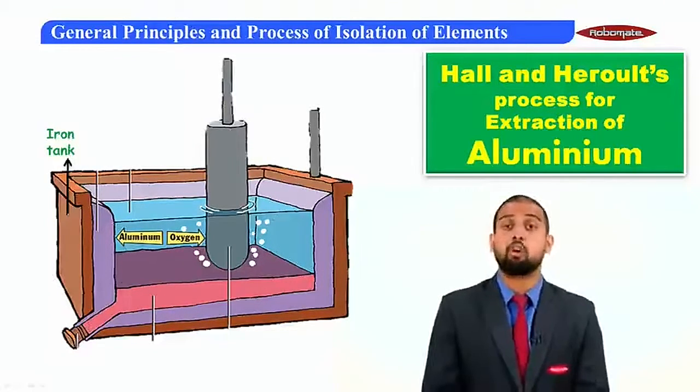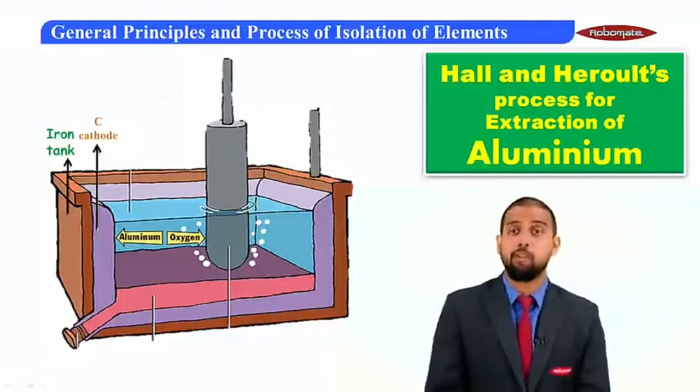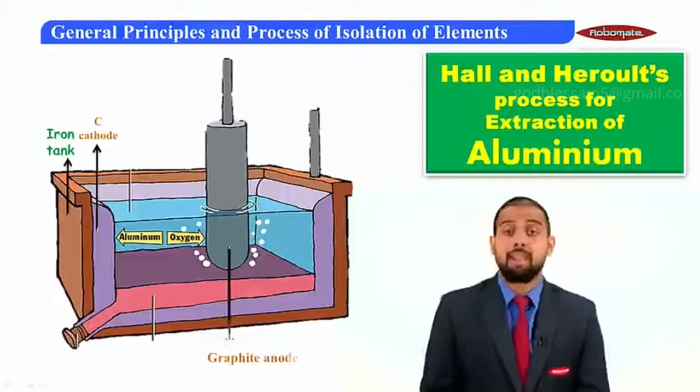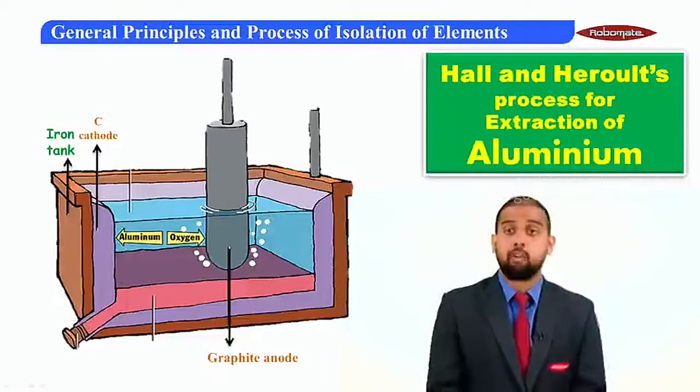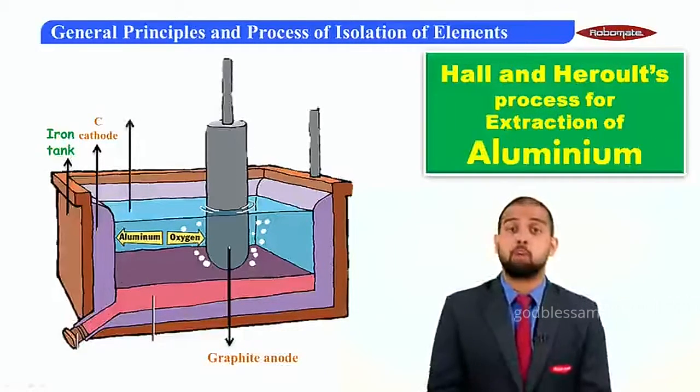And now it is time for us to talk about the electrodes. And the electrodes that we use, the cathode will be carbon, and the anode will also be a pure carbon that is in the form of a graphite. So anode and cathode both are done. Now it is time for us to talk about the electrolyte.